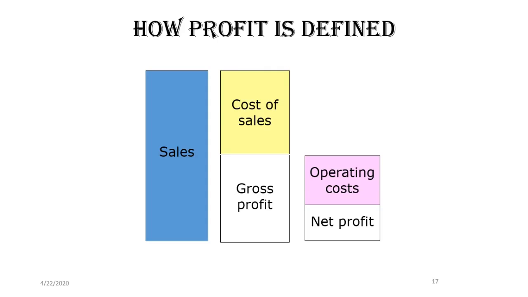So you take the cost of sales, the cost of producing that particular product, away from your total sales. What you have is what is known as gross profit. That is the white block on the screen. But that is not, again, your profit yet.